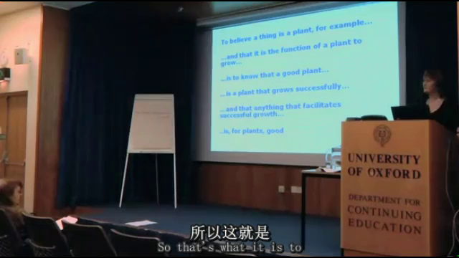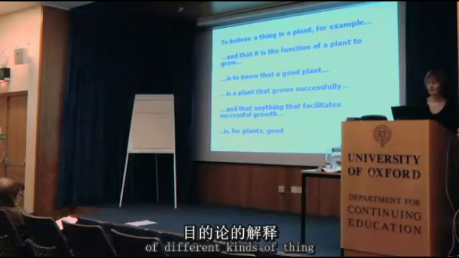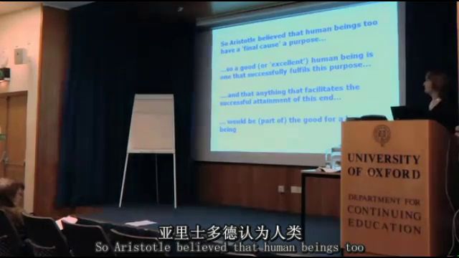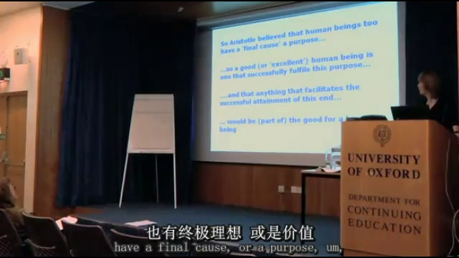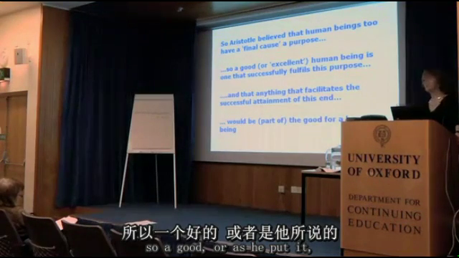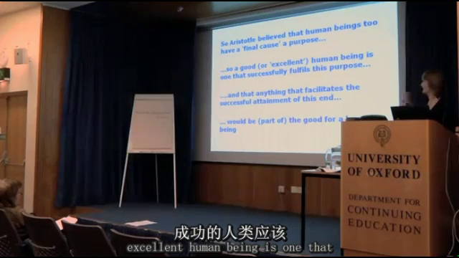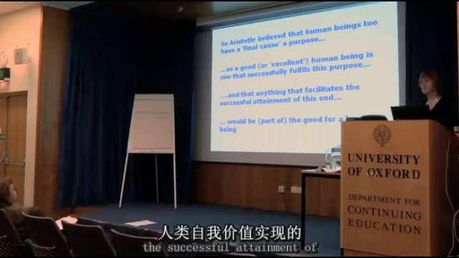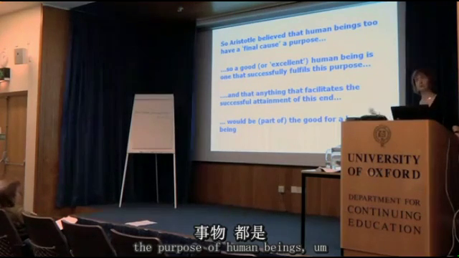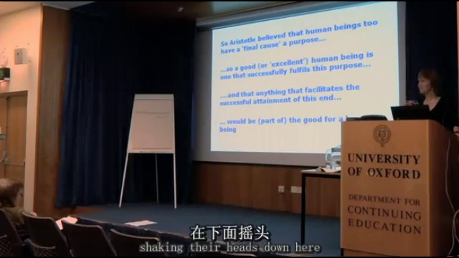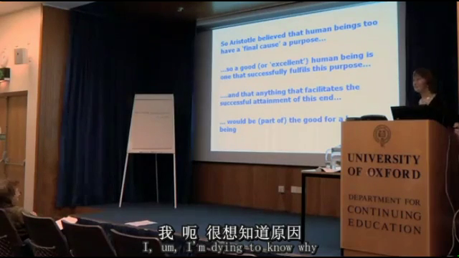So that's what it is to have a teleological view of different kinds of thing. So Aristotle believed that human beings too have a final cause or a purpose. So a good, or as he put it, excellent human being is one that successfully fulfills that purpose. And anything that facilitates the successful attainment of the purpose of human beings is part of the good for being a human being. I can see somebody shaking their head down here, and I'm dying to know why.